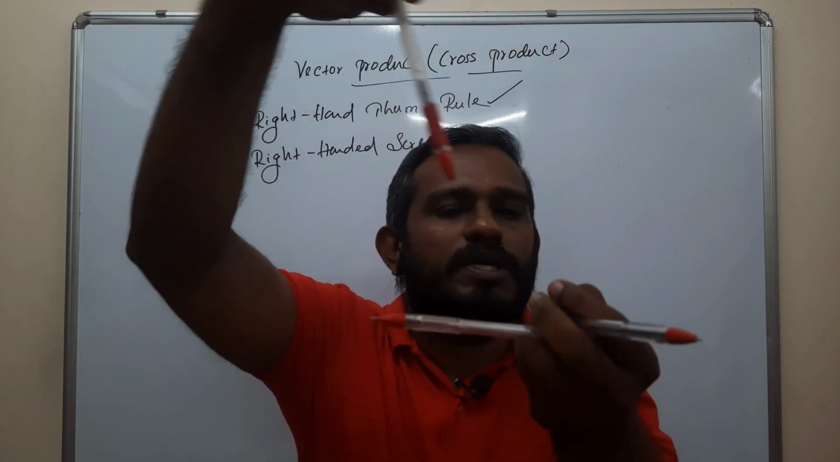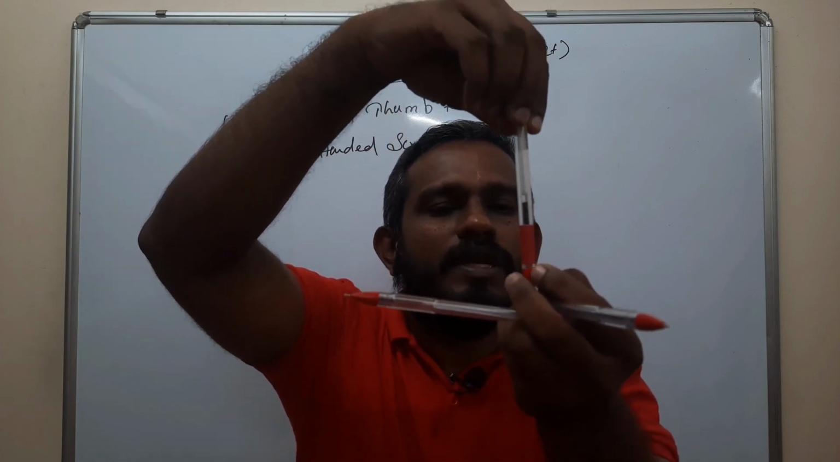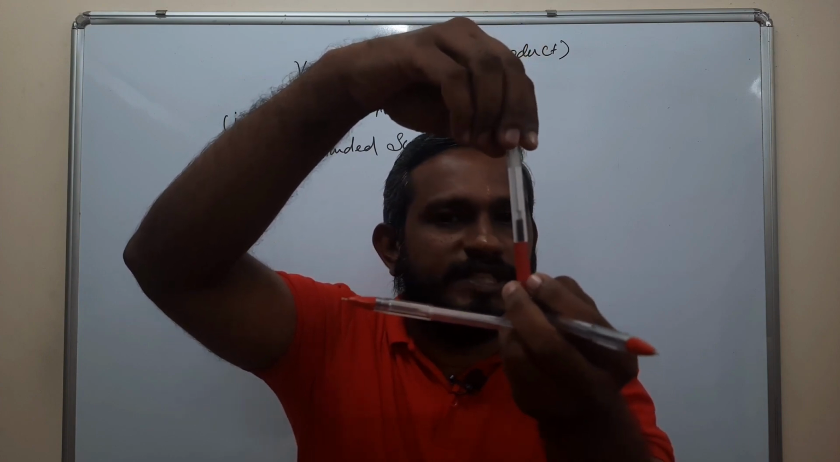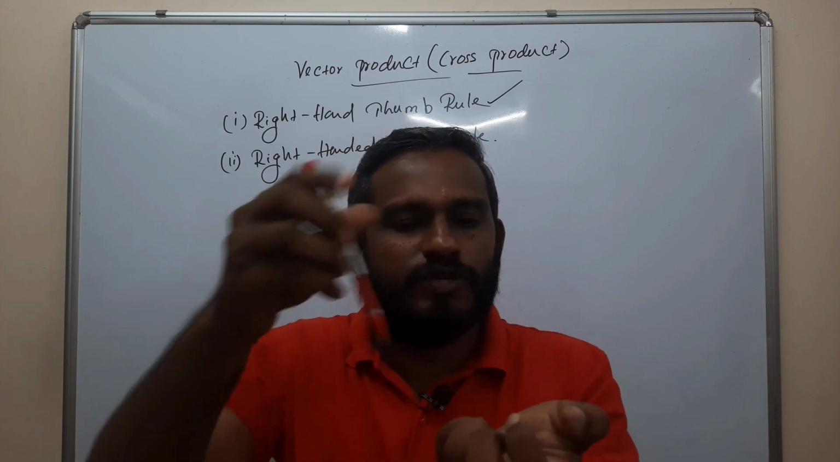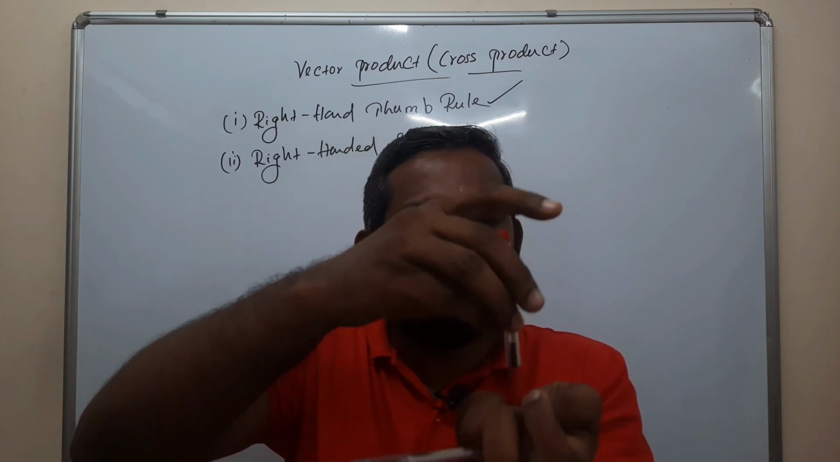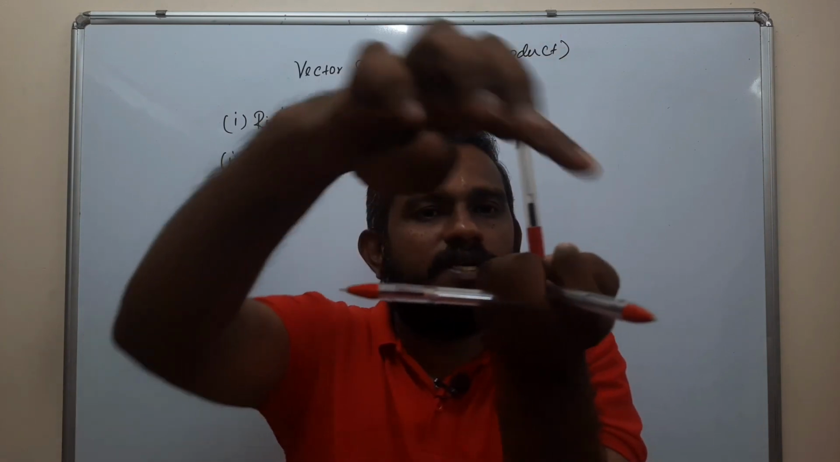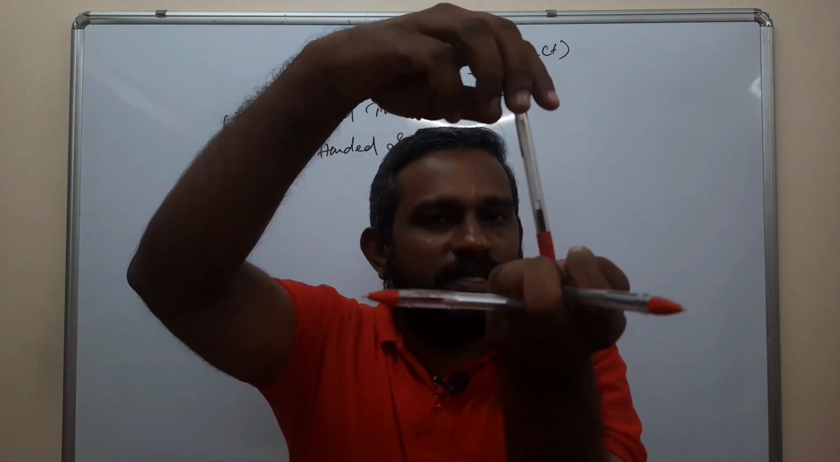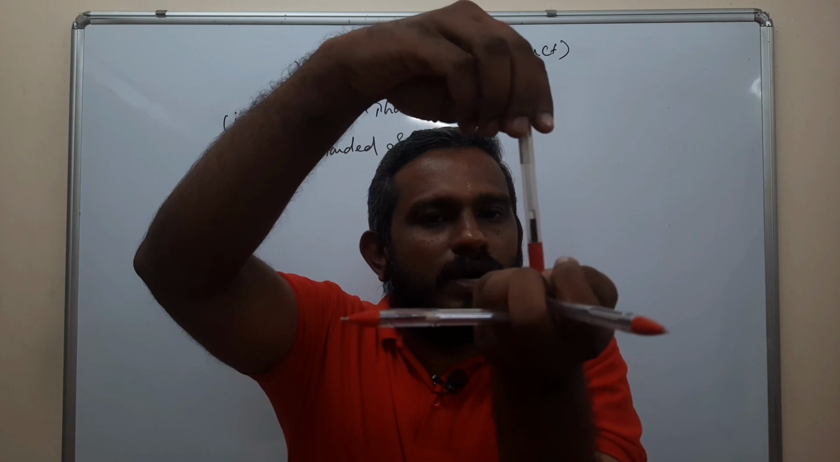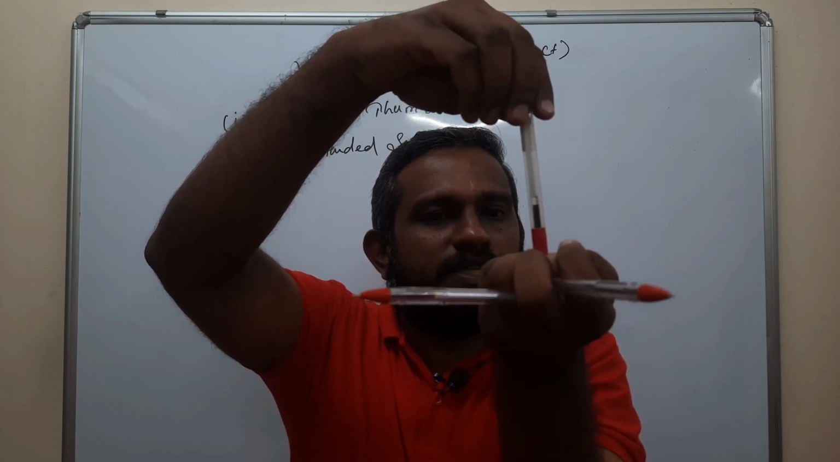Okay, come upward. So place the screw like this. That is the joining point of these two vectors. You place the screw at the joining point of these two vectors. So this is A vector and this is B vector. They are inclined at an angle theta.